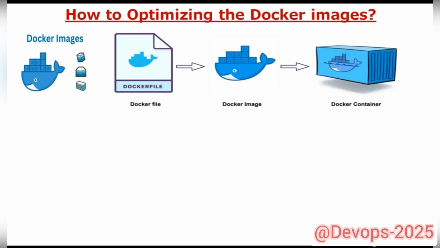From that Dockerfile, we can use the docker build command to create the Docker image. Once the image is created, we need to push that image to the Docker registry. Then finally, we can create the container by using the image from the Docker registry. So this is how we can create the container.